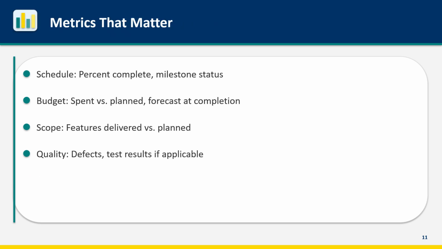Include metrics that matter to your audience. For schedule, report percent complete and status of key milestones. Are you ahead, on track, or behind? For budget, show spent versus planned and forecast at completion. Will you finish within budget? For scope, how many features or requirements have been delivered versus planned. For quality, if applicable, show defect counts, test pass rates, or other quality indicators. Choose metrics that answer, are we going to succeed?